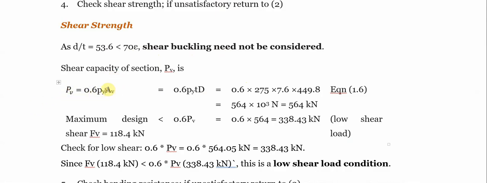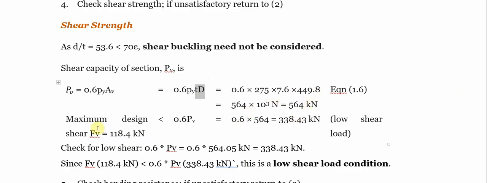Now, how do we get this AV? This is the formula for getting AV: AV is T times D in our code. So by the time you put in the values of T and D that we have in the member selection, you're going to have this. Then we have this particular shear capacity.